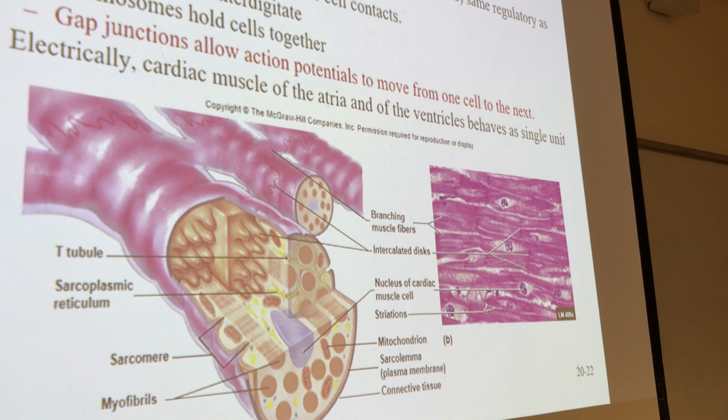Cardiac muscles are branched. So with each branch point right here, so here's a branch point, here's a branch point, here's a branch point. The branch points are where one muscle cell makes contact with another and communicates with another muscle cell. And at the branch points, you're going to see openings called gap junctions, right?